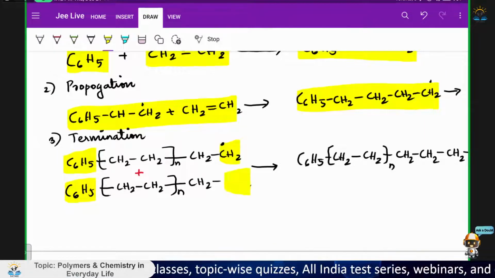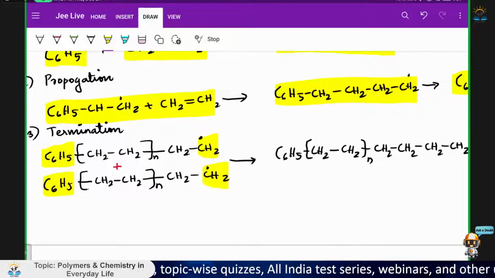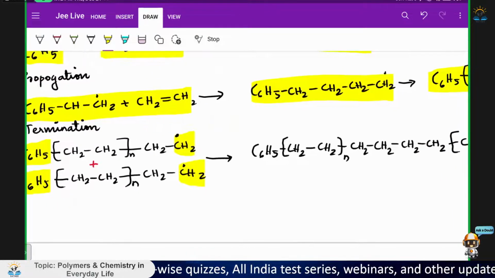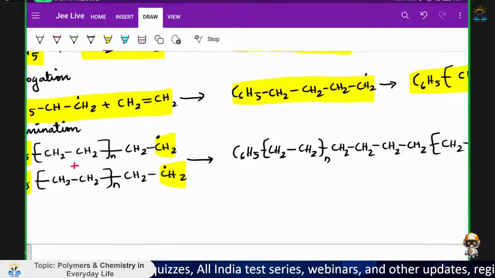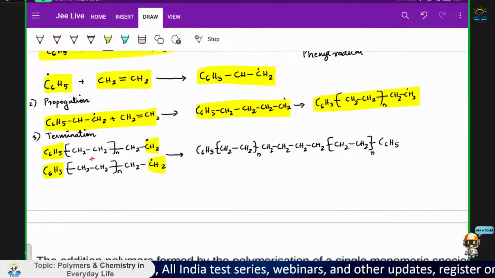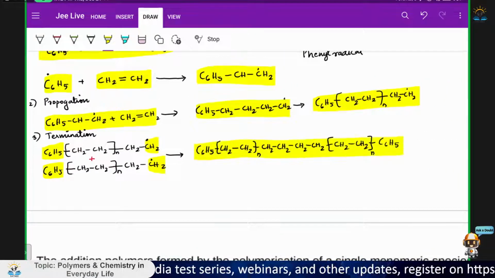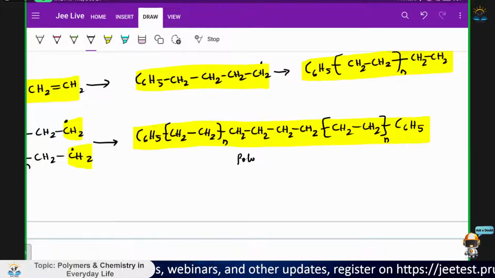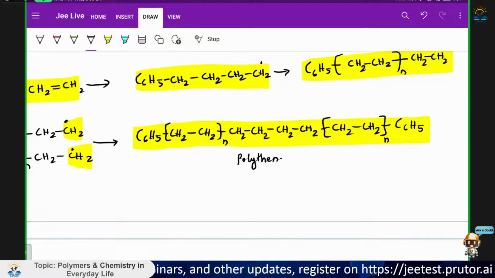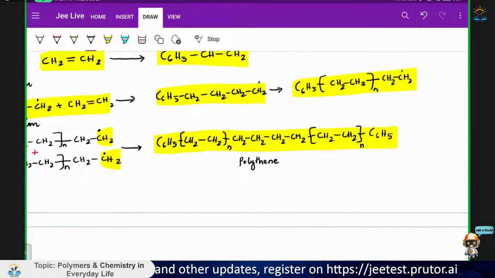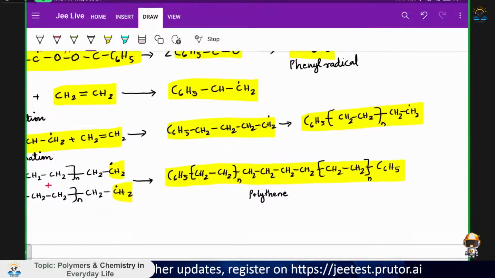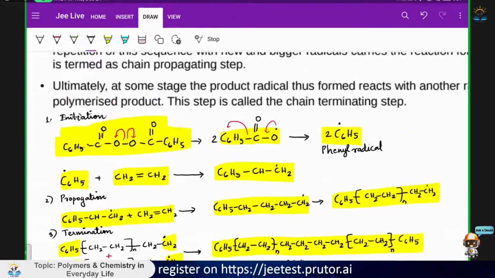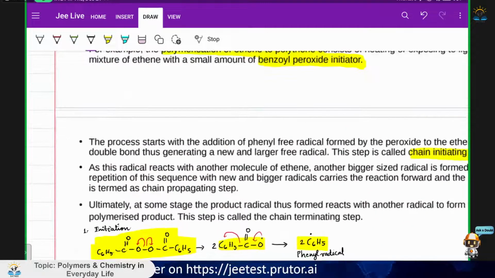the other end has a free radical there. So these two free radicals combine to form our polythene molecule. So this is how polymers form through the addition method.